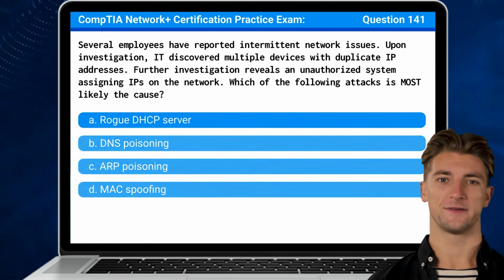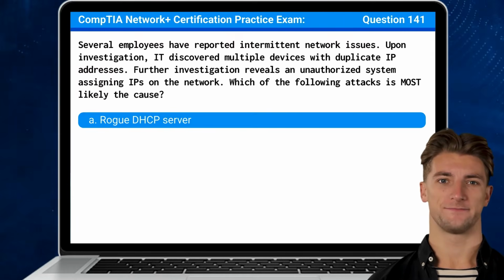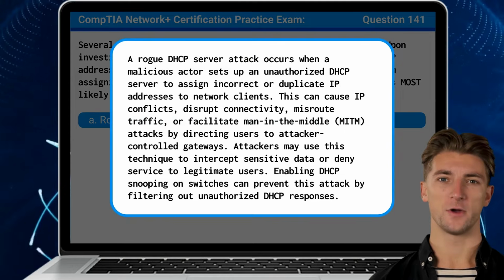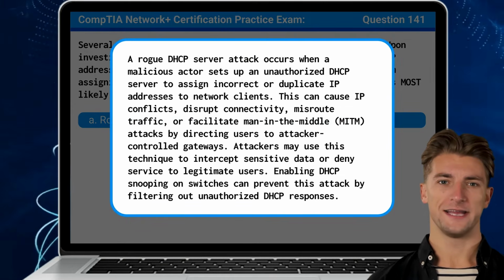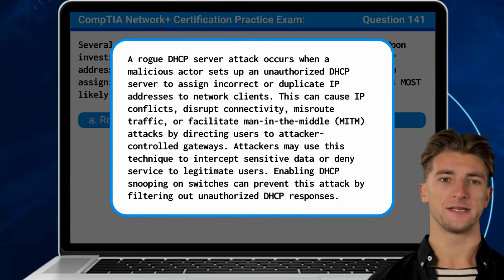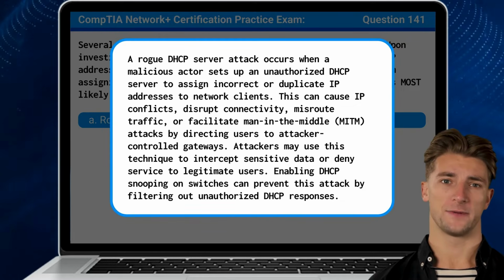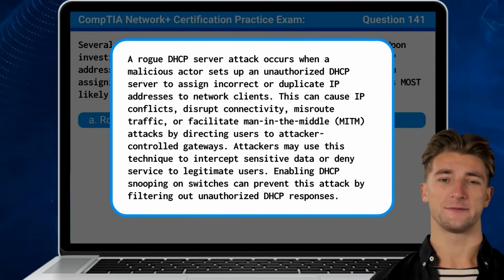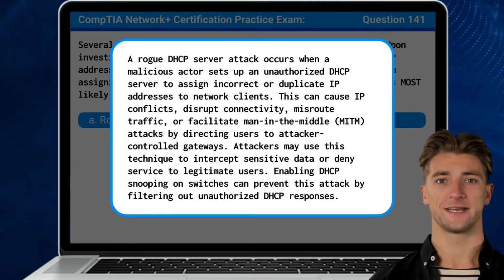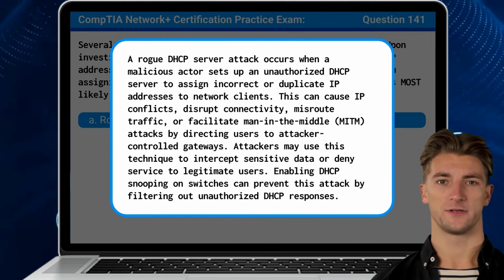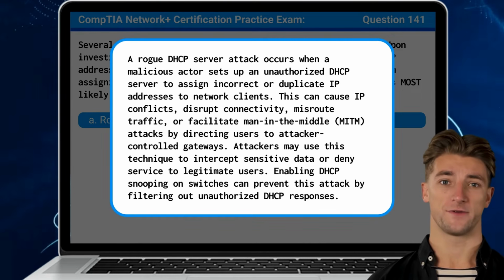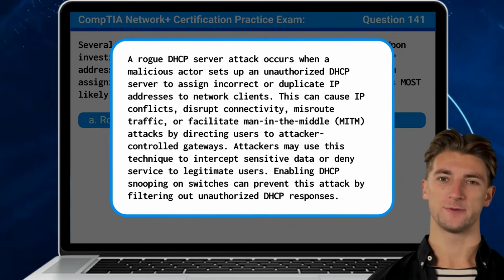The answer is A. Rogue DHCP server. A rogue DHCP server attack occurs when a malicious actor sets up an unauthorized DHCP server to assign incorrect or duplicate IP addresses to network clients. This can cause IP conflicts, disrupt connectivity, misroute traffic, or facilitate man-in-the-middle attacks by directing users to attacker-controlled gateways. Attackers may use this technique to intercept sensitive data or deny service to legitimate users. Enabling DHCP snooping on switches can prevent this attack by filtering out unauthorized DHCP responses.